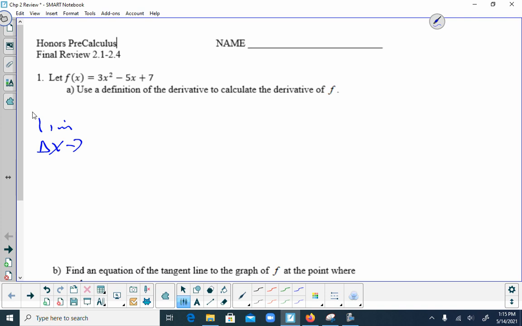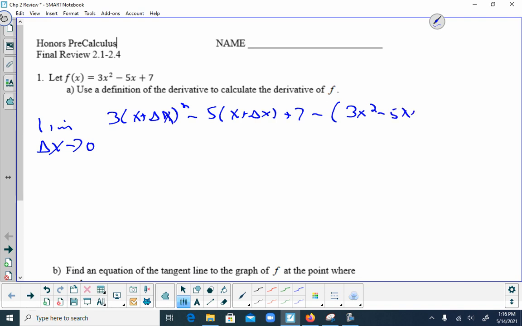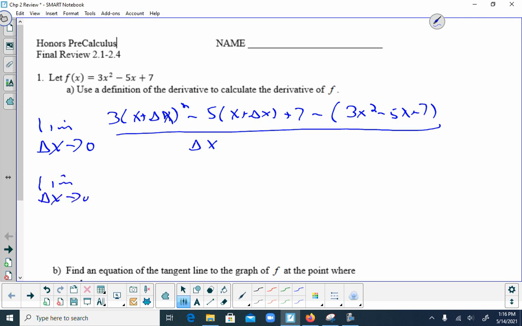So this is when delta x is approaching 0. And that's f of x plus h, or delta x, I should say. And I wrote 3 times x plus delta x squared minus 5 times x plus delta x plus 7, and then I'm going to subtract f of x, which is 3x squared minus 5x plus 7, and I'm putting this all over delta x. Remember, the notation is important, so I'm going to keep on writing as delta x approaches 0.